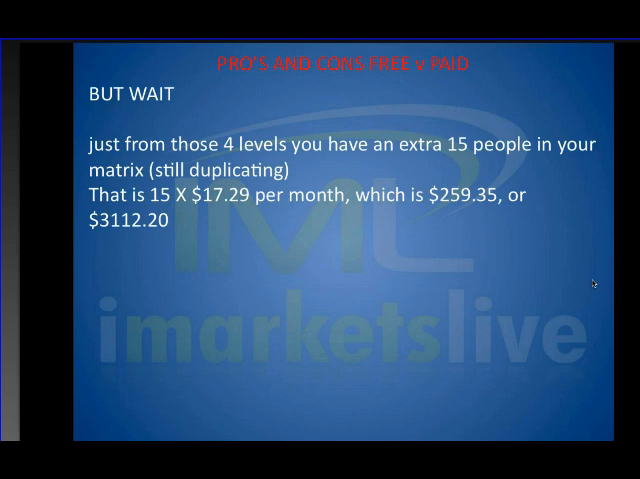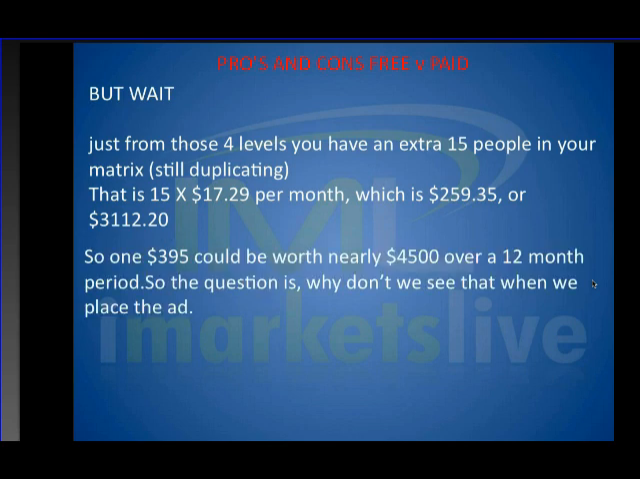So 15 times $17.29 a month, which is your commission on the $247 iMarkets Live package. That's $259.35 a month, or over 12 months, $3,112. Now let's just suppose that's if they only stay 12 months. If you've got a customer that stays enjoying the signal service, enjoying trading, they can stay forever. So that $395 could be worth nearly $4,500 over a 12-month period.